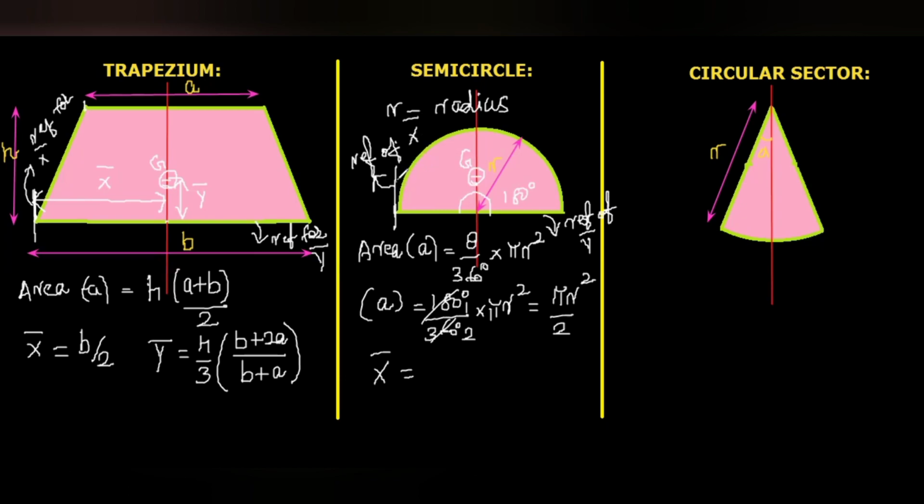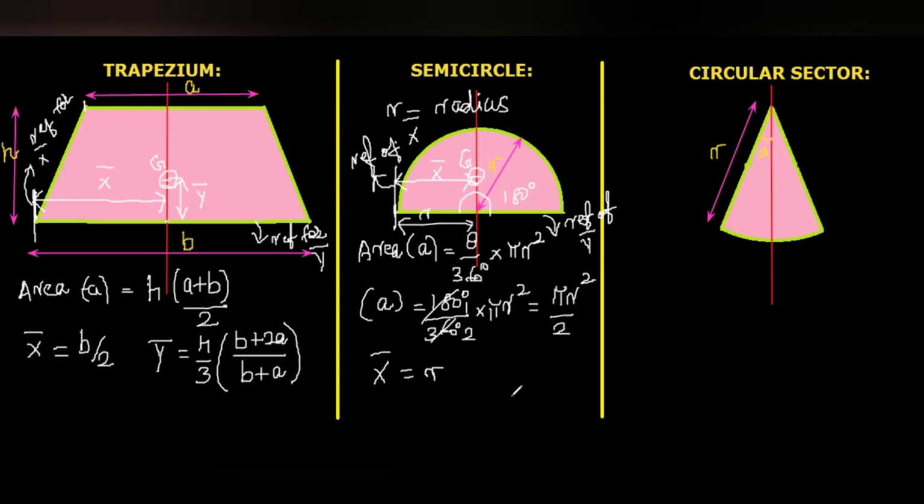From the reference of x bar, this distance is x bar, and it is symmetric about the vertical axis. This value is the same, and equal to the radius, because you know this value is the radius, which is equal to x bar. So here x bar is the radius.